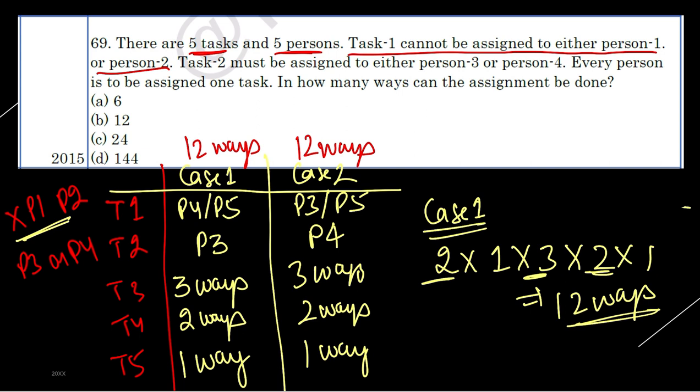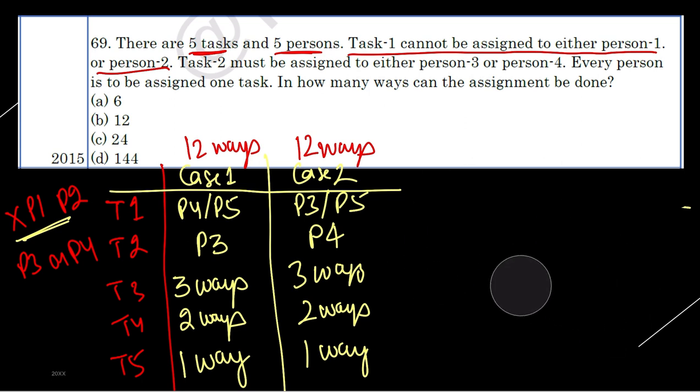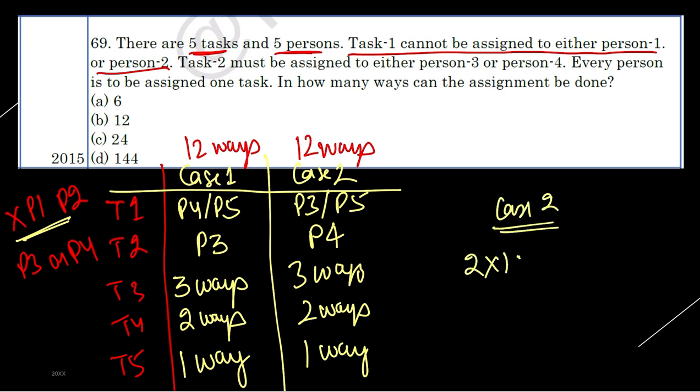I hope this is clear. How do we have 12 in case number 2? If you want, I can show you. Case 2 will be 2 into 1 into 3 into 2 into 1. Again 12 ways. I hope this is clear.